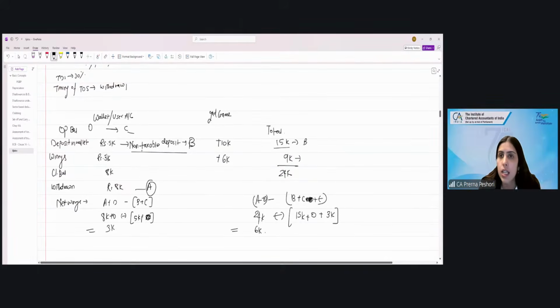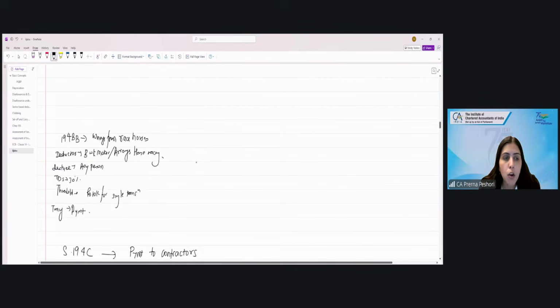Fine. Let us move to the next provision, which is 194BB. Winnings from race horses. Who is the deductor? A bookmaker or one who arranges the horse racing. Who is the deductee? Any person. What is the TDS? 30%. What is the threshold? 10,000 for a single transaction. What is the timing? At the time of the payment. Clear?